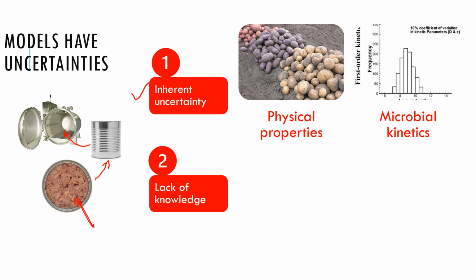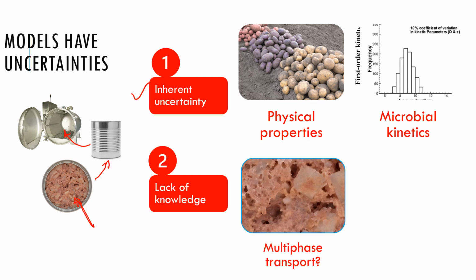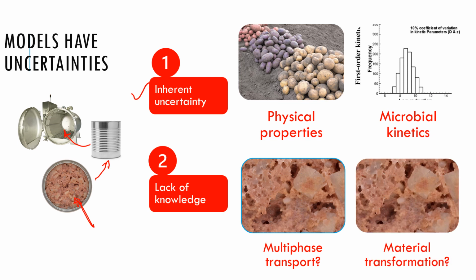Quite often, we simply need to note these unknowns when we present our model simulation. So these are going to be the possible multi-phase transport or material transformation. These are my lack of knowledge uncertainty, also called epistemic uncertainty. These are things that we often have to live with. The inherent uncertainty, on the other hand, needs to be estimated as much as possible and presented with the model simulations. And that's what this video is about.